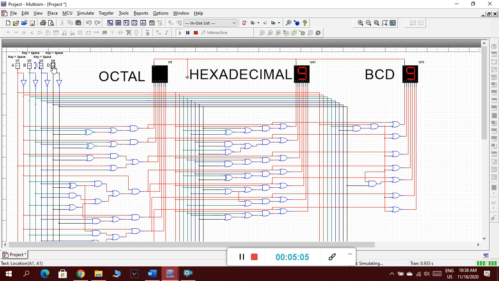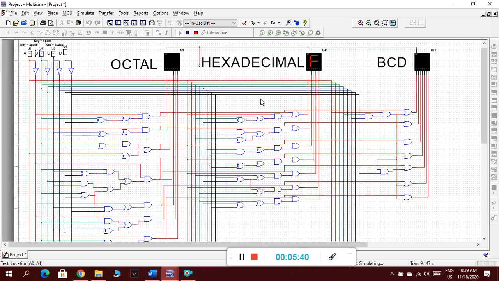9, then we go to 10. So as you can see, at 10, BCD has already no output, and 10 in hexadecimal is equal to A, 11 is B, then 12 is C, 13 is D, 14 is E, and 15 is F.